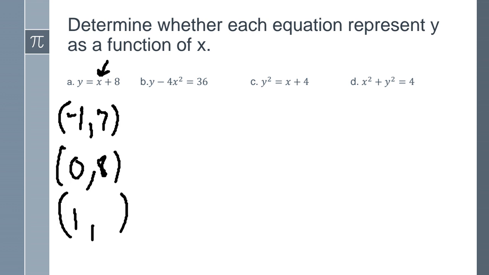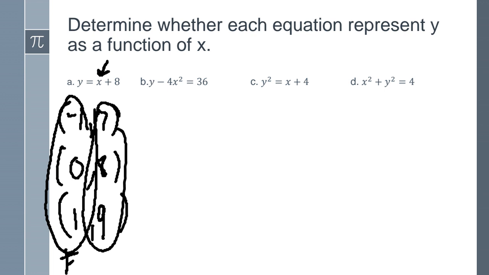So each of these is resulting in just one element in my range. For every x that I choose, it doesn't matter what I choose, it's always going to give me one y. So this is going to be a function.